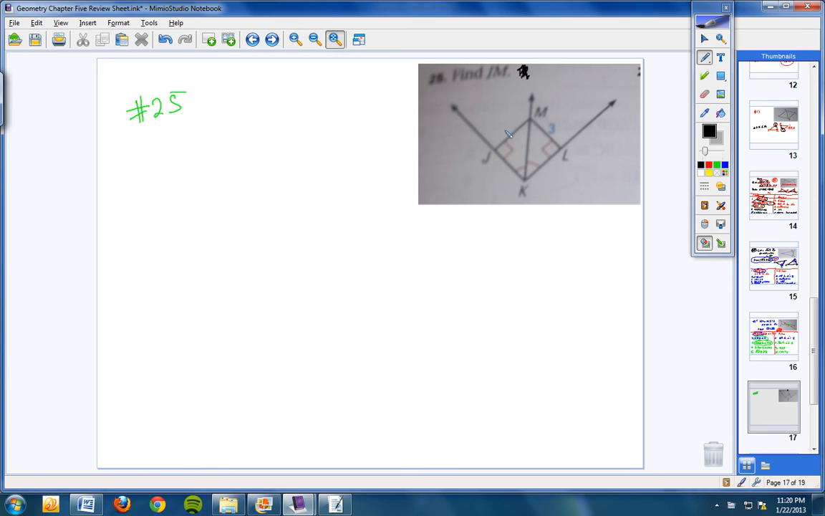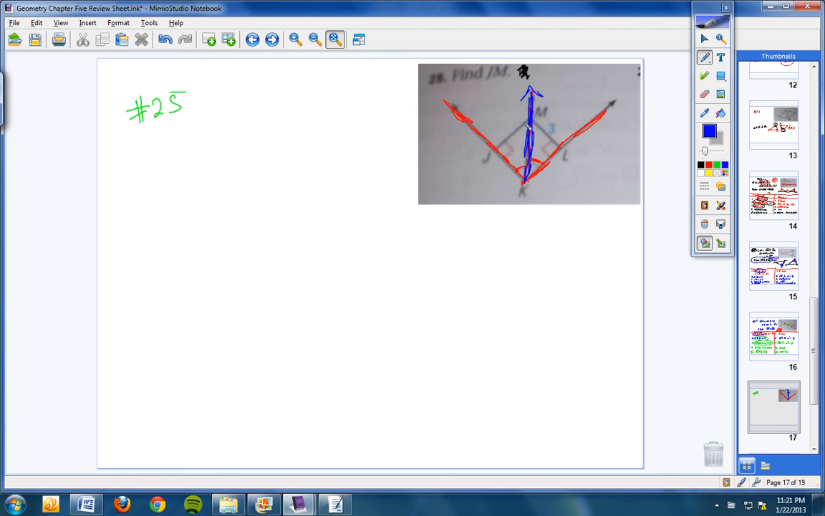All right, number 25, look what we have. I'm going to highlight it for you in red. We've got a big old angle right here. See that? And see, that's a big angle. And then notice how this little angle here is congruent to this angle here. That tells me I've got an angle bisector. That means this line right here that I'm going to highlight in blue, that's an angle bisector.